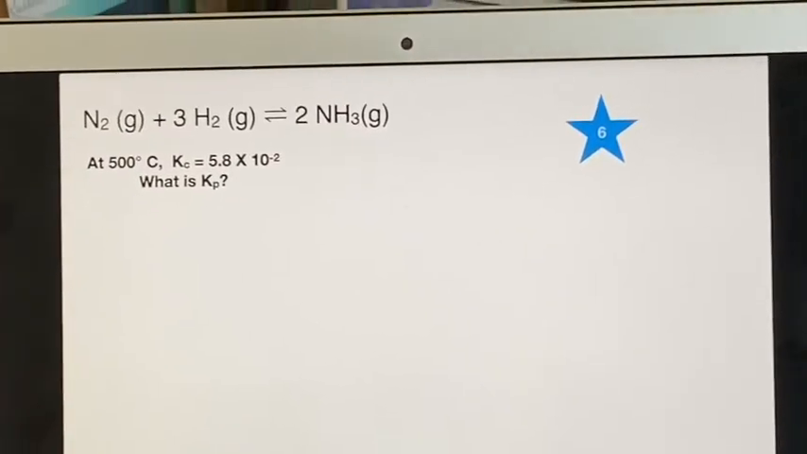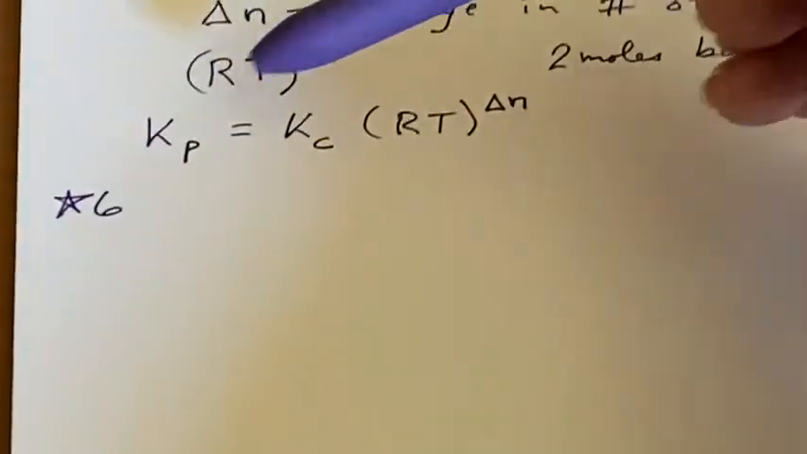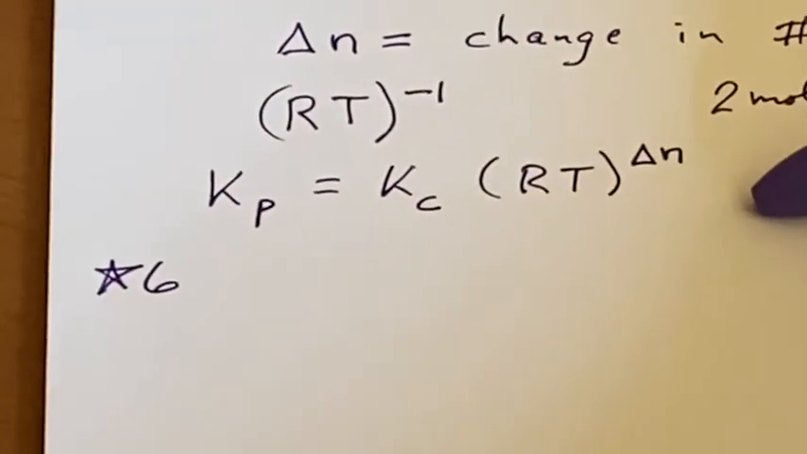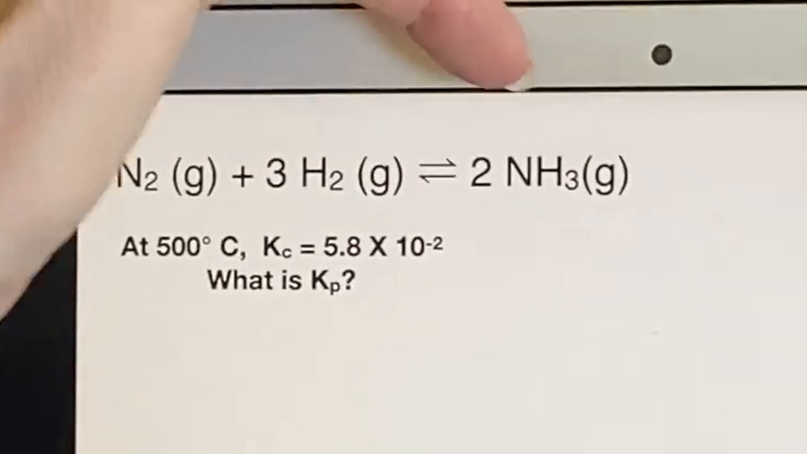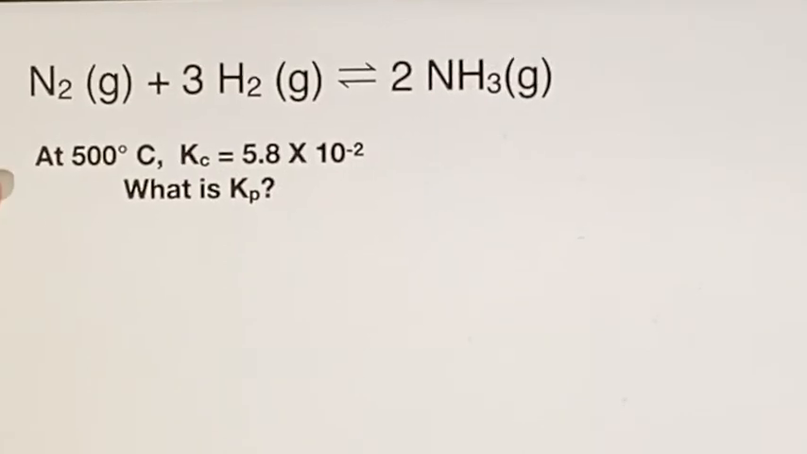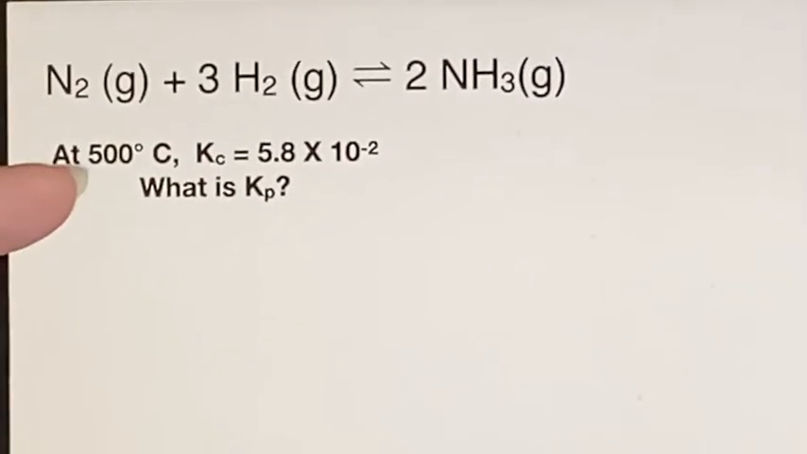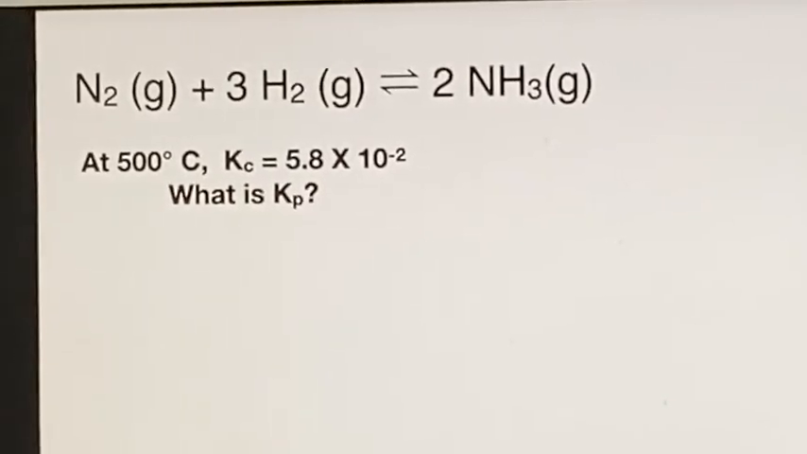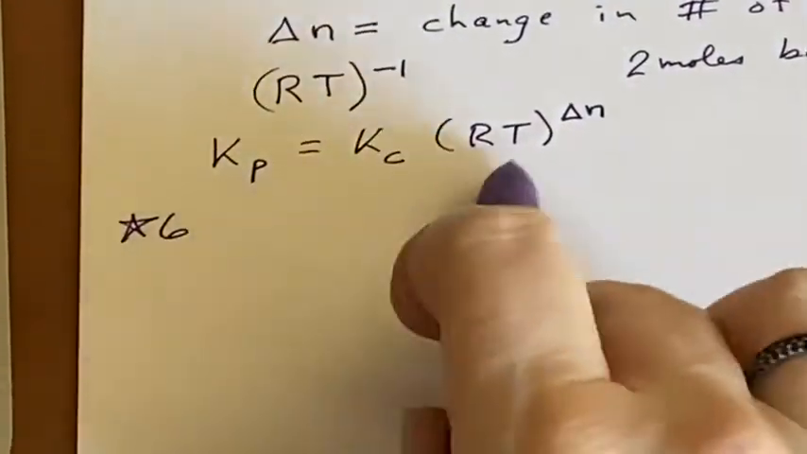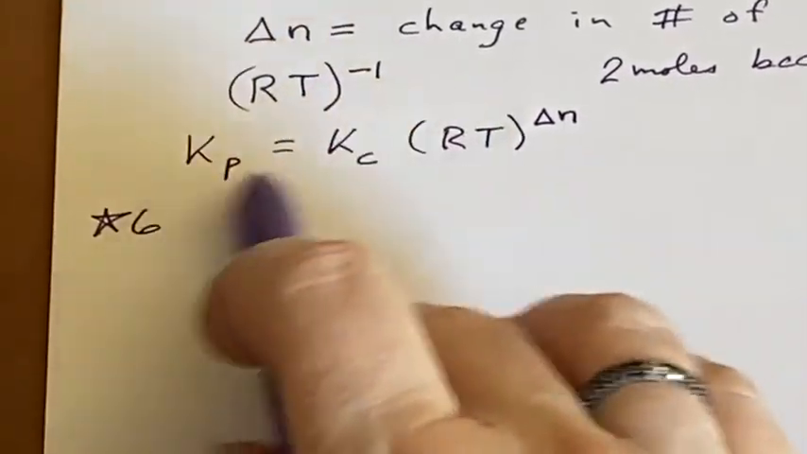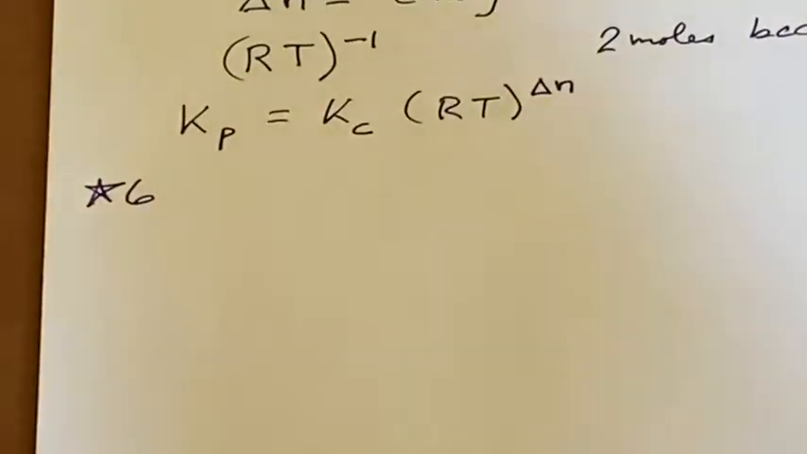Now that we have an equation that relates K sub P to K sub C, we can do some additional little puzzles. Here we have the creation of ammonia from nitrogen and hydrogen, and we're told at 500 degrees Celsius, K sub C is a particular number, and they ask for K sub P. When you're asked to do this sort of thing, you're going to need a temperature as well as the balanced equation in order to do it.